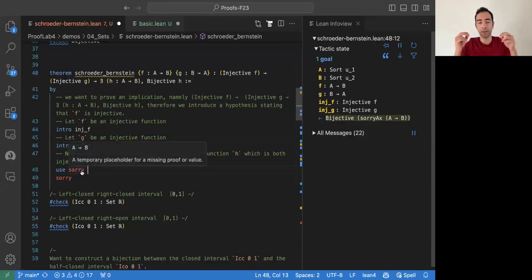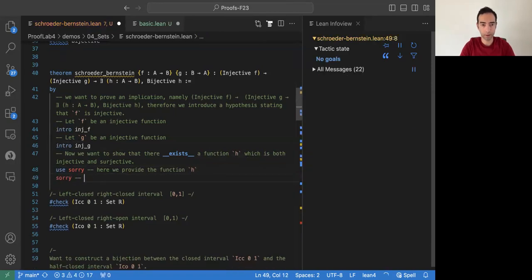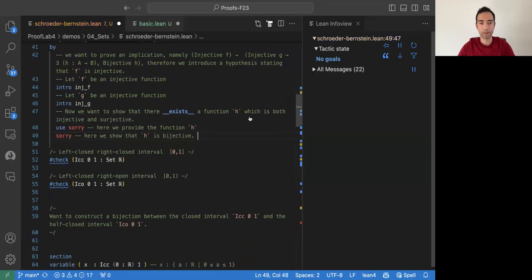So there are two pieces of data that we have to provide, right? So here we actually provide a function. And here we show that it is actually bijective. Okay. So far, so good, I hope.